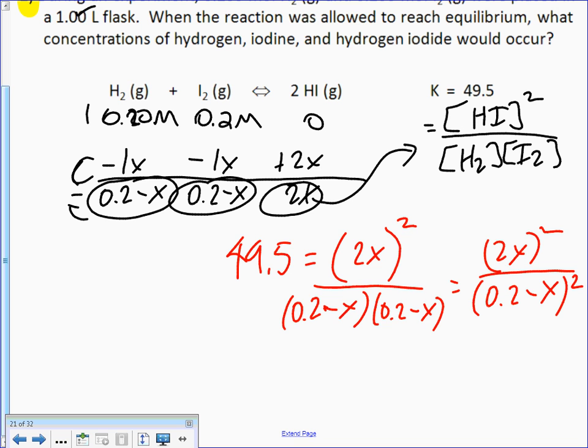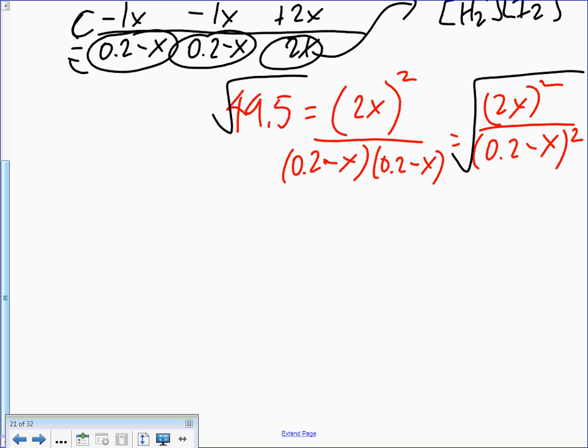So what's the easiest way right now to simplify this and 49.5? Well, that basically means you're square rooting it, right? So just cross out the squares, you square root the whole thing. If you square root the whole thing, your math gets so much easier. So what's the square root of 49.5? You guys are my calculators because mine is wacky. 7.04. That equals 2x over 0.2 minus x.